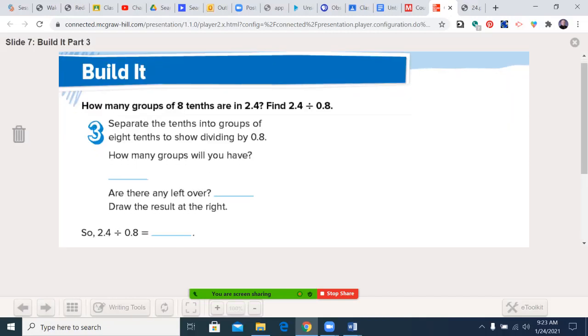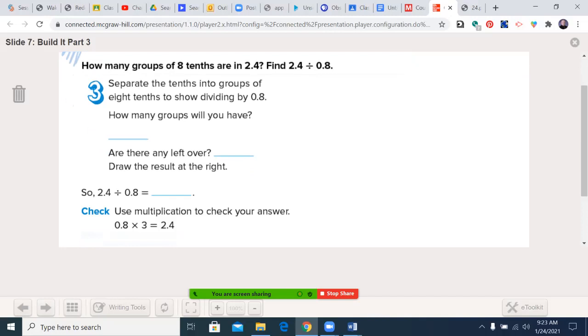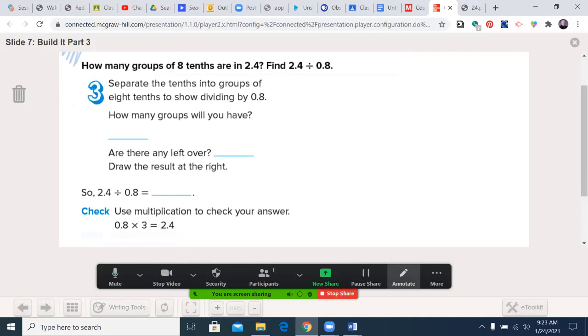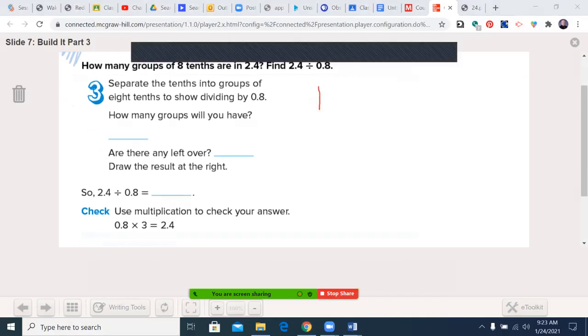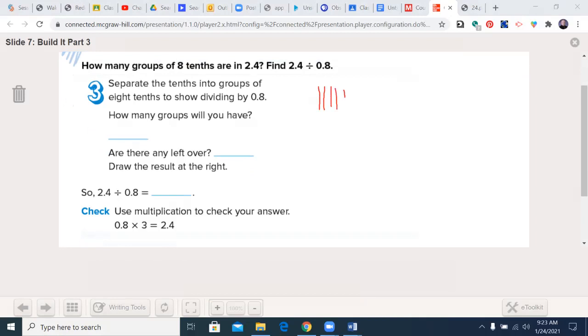This is still on your same page, but on a different screen for me. How many groups of 8/10 are in 2.4? So we could start separating them. And one way I would do it is to start drawing them: 1, 2, 3, 4, 5, 6, 7, 8, 9, 10, 11, 12, 13, 14, 15, 16, 17, 18, 19, 20, 21, 22, 23, and 24. And you now see that I have 3 groups. There are none left over. So 2 and 4/10 divided by 8/10 is 3.